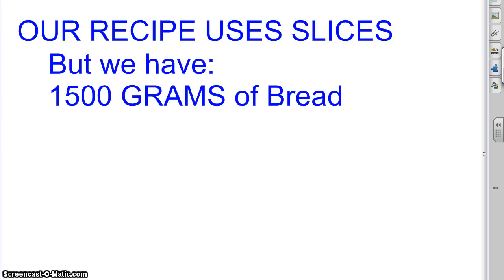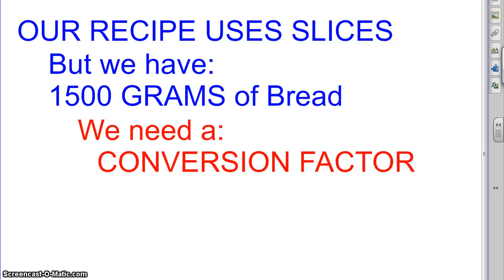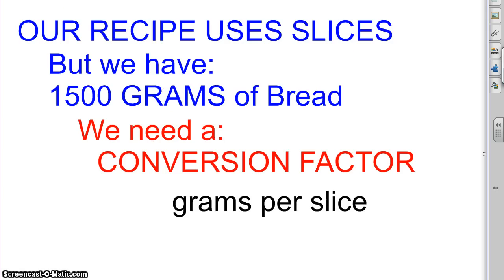We don't know how many slices of bread we have. We know how many grams of bread we have, and that's a problem. So we need to convert. We need a conversion factor that takes grams and changes it into slices, and that's going to look like that. We need something that tells us how many grams per slice for these breads and cheeses.